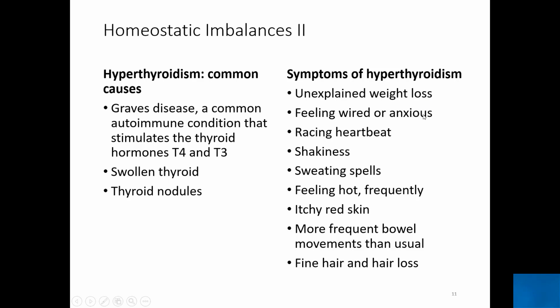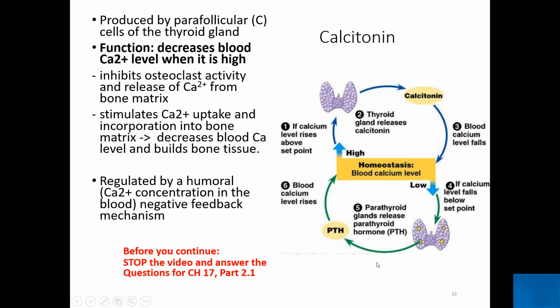Their nervous system is overstimulated, so they feel worried, anxious, sometimes shakiness. Sometimes their fingers will be trembling, and heartbeat will be racing. Their heart rate can go up to 120 and even higher than that. So the blood pressure will go up. Sweating spells. They will be feeling hot very frequently. The skin will be red and hot and itchy, and the bowel movement can be more frequent than usual, and they can start losing their hair also.